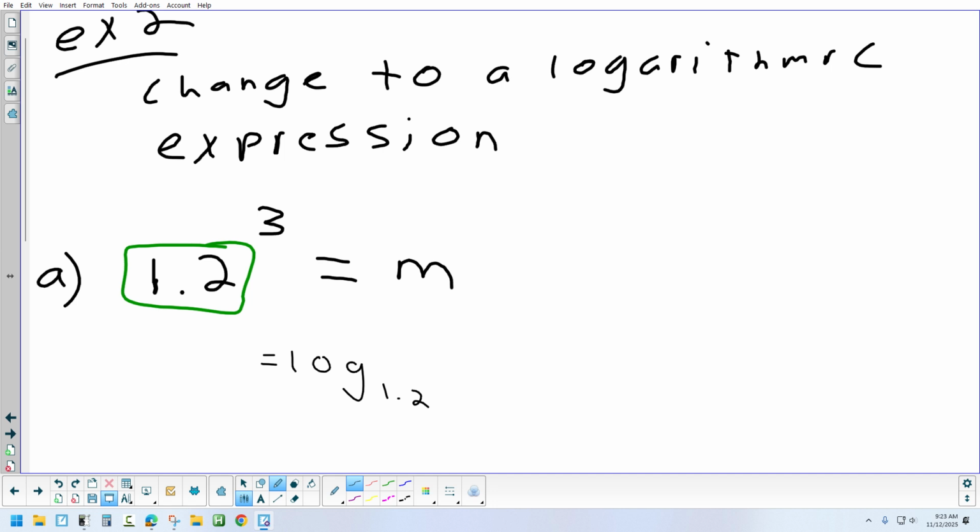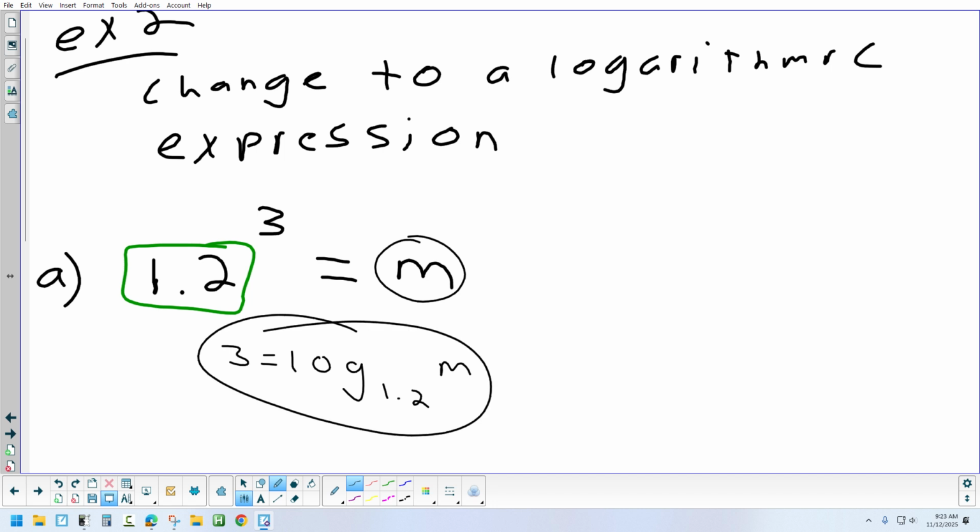What's my logarithm going to equal? Logarithm always equals the exponent. And the thing that was by itself, that was the argument, and that's what you're plugging into the log function. So that's changing from exponential to log. Any question on that?